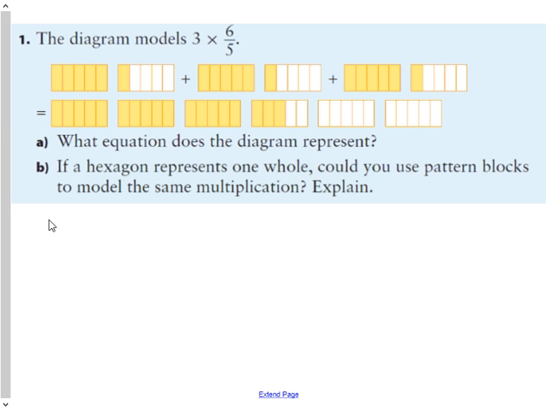Okay, this is section 6.1 in our textbook, the first 9 questions that have to do with the multiplication of whole numbers with fractions. So our first question says this diagram models 3 times 6 and 1/5. So there are 1, 2, 3 groups of 6/5. Each of those groups that I underlined there is 6/5. Another way we could actually say that is 3 times 1 and 1/5.